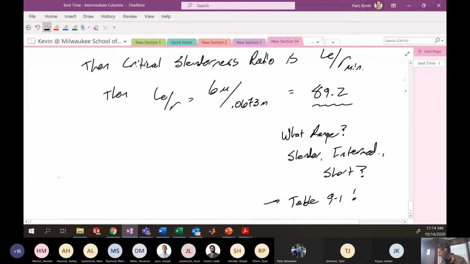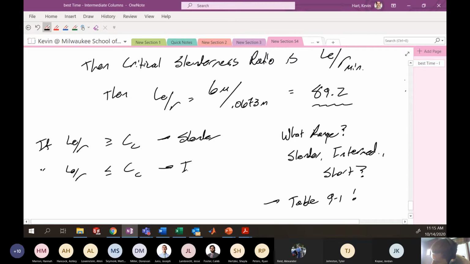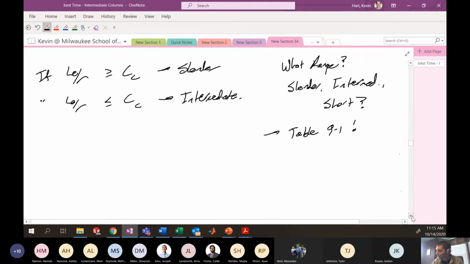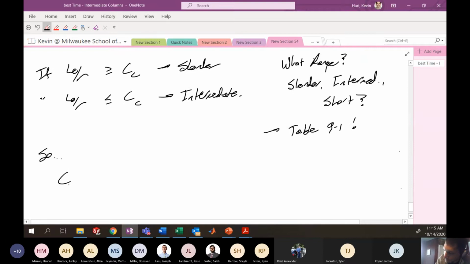So let's make perfectly clear that if LE on R is greater than CC, it's slender, and if it's less than this CC value, it's intermediate. That's what our code tells us. So that means that we need to calculate this threshold value. We're told that the general equation for this CC squared is 2 pi squared E on the yield stress sigma Y.